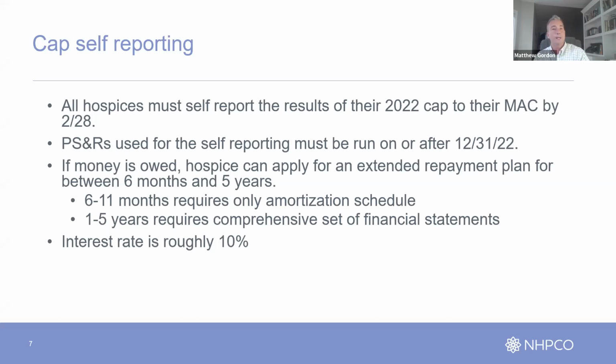As I mentioned, the interest rate, it's not cheap financing. It's roughly 10% right now. So it's certainly not free money. And that means that you only want to use it if you have to, obviously. Okay, so if you do not opt for the extended repayment plan, the amount owed comes due as soon as you submit your CAP forms to Palmetto. You can either send a check in, or if they don't receive a check, they will deduct it from your next monthly reimbursement.